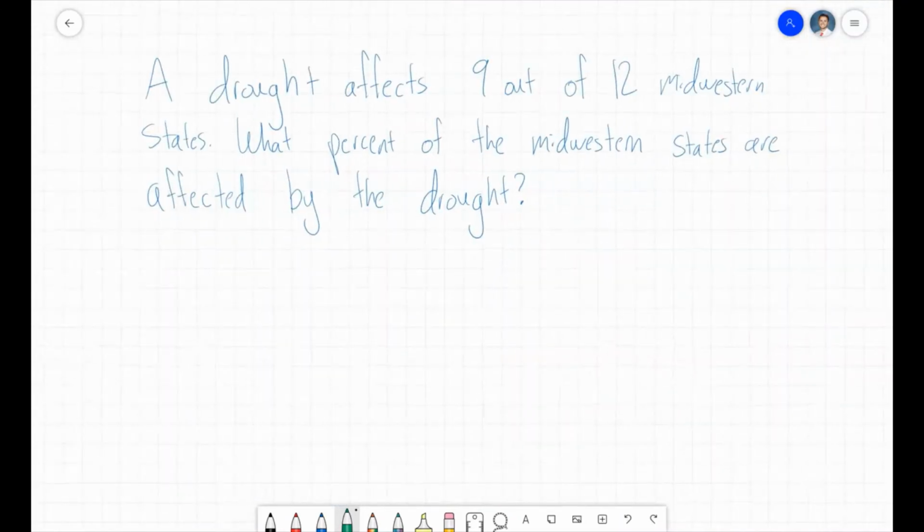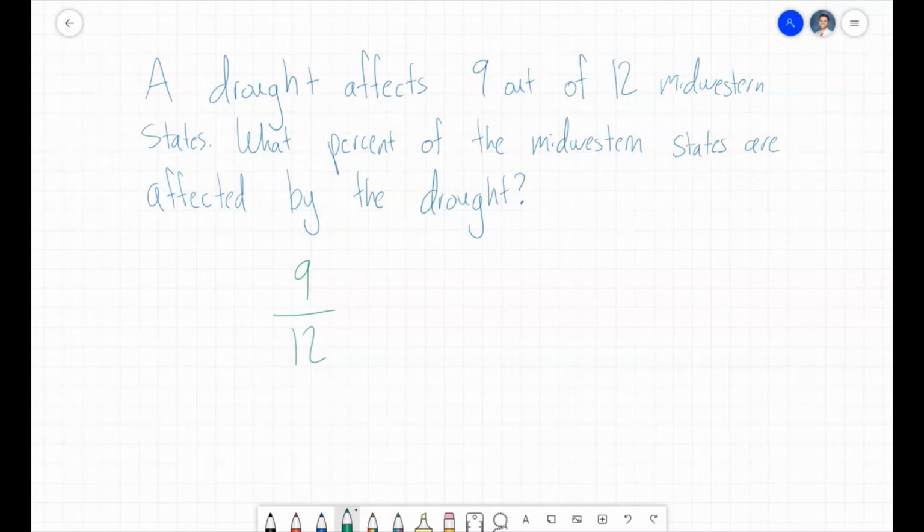All right, now let's take a look at a word problem that's got a slightly trickier fraction to it. So this question says, a drought affects 9 out of 12 Midwestern states. What percent of the Midwestern states are affected by the drought? So again, we know our fraction here is 9 out of 12, or 9/12.